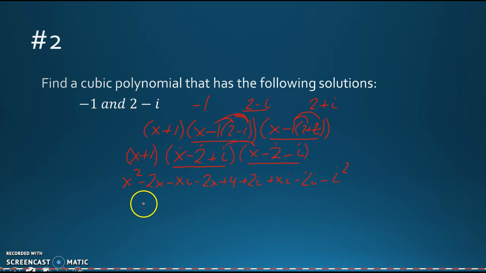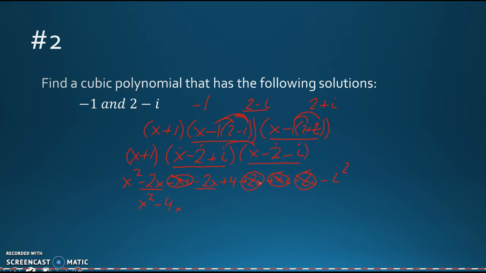We have the x squared. Then I have a negative 2x and a negative 2x. Those are my only x terms. So that's negative 4x. Then I have a negative xi and a positive xi. Those cancel each other out. I have a positive 2i and a negative 2i. Those cancel each other out.